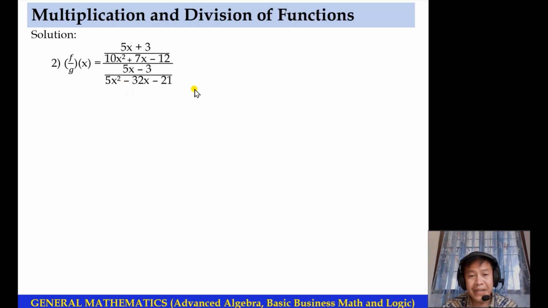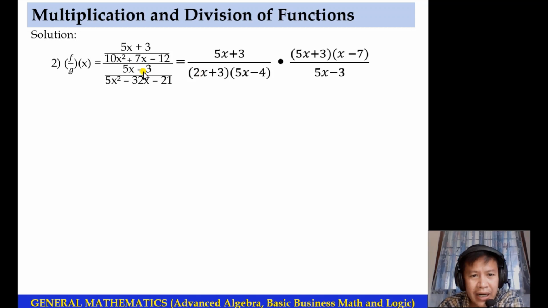Okay, we will proceed with number 2. This is it, number 2, students. Now, if you are going to divide fractions, meaning you are going to reduce the answer in lowest terms. If you are multiplying fractions, you are not reducing the answer into lowest terms first. And this time, what we need to do here is get the reciprocal of the denominator and proceed with multiplication. And we are going to factor the denominator here, and the factor is 2x plus 3 quantity 5x minus 4.